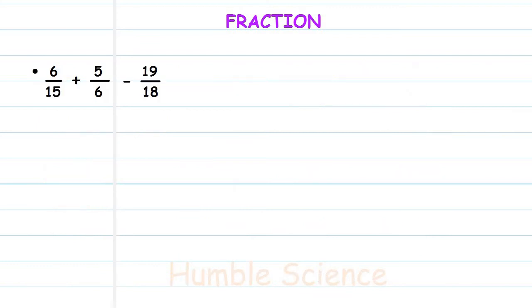Let's try one more example. This time we have 6 over 15 plus 5 over 6 minus 19 over 18. The first step is to try to convert all the lower numbers into the same number. And by quick glance, that cannot be done quickly, because they're not all multiples of each other.